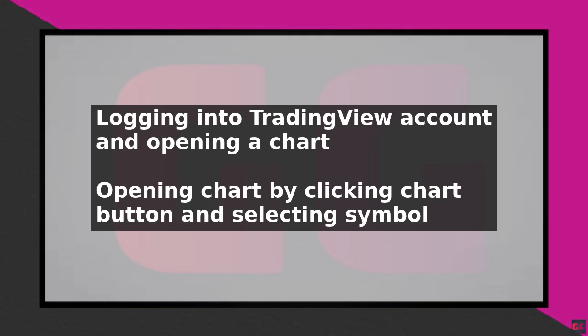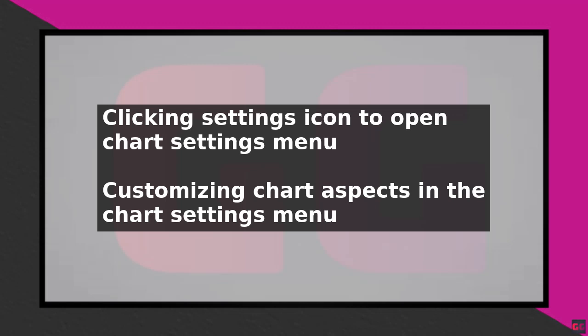To remove grid lines, start by logging into your TradingView account and opening a chart. You can do this by clicking on the chart button at the top of the screen and selecting the desired symbol and time frame. Once the chart is open, click on the settings icon, which is represented by 3 horizontal lines at the top right corner of the chart.